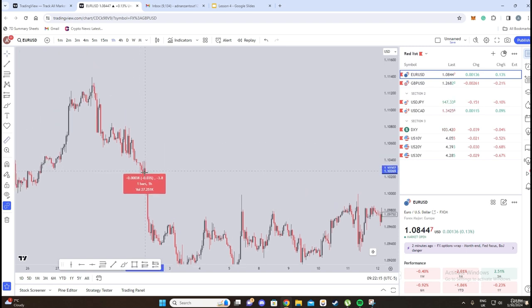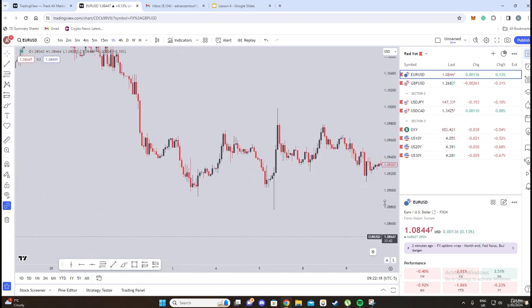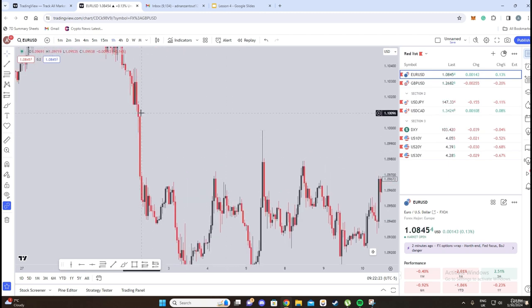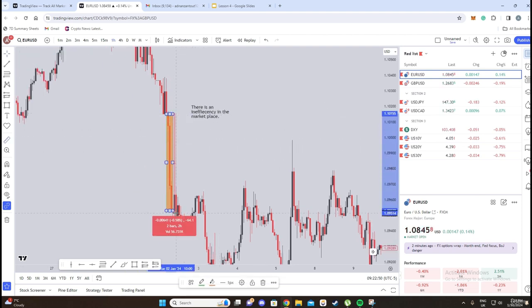There is displacement, right? So as you can see, strong one-sided candle, lower, bearish displacement. When price has a bearish displacement, what that means is there's an inefficiency in the marketplace. And where is this inefficiency coming from? It's coming from price only delivering one side lower.